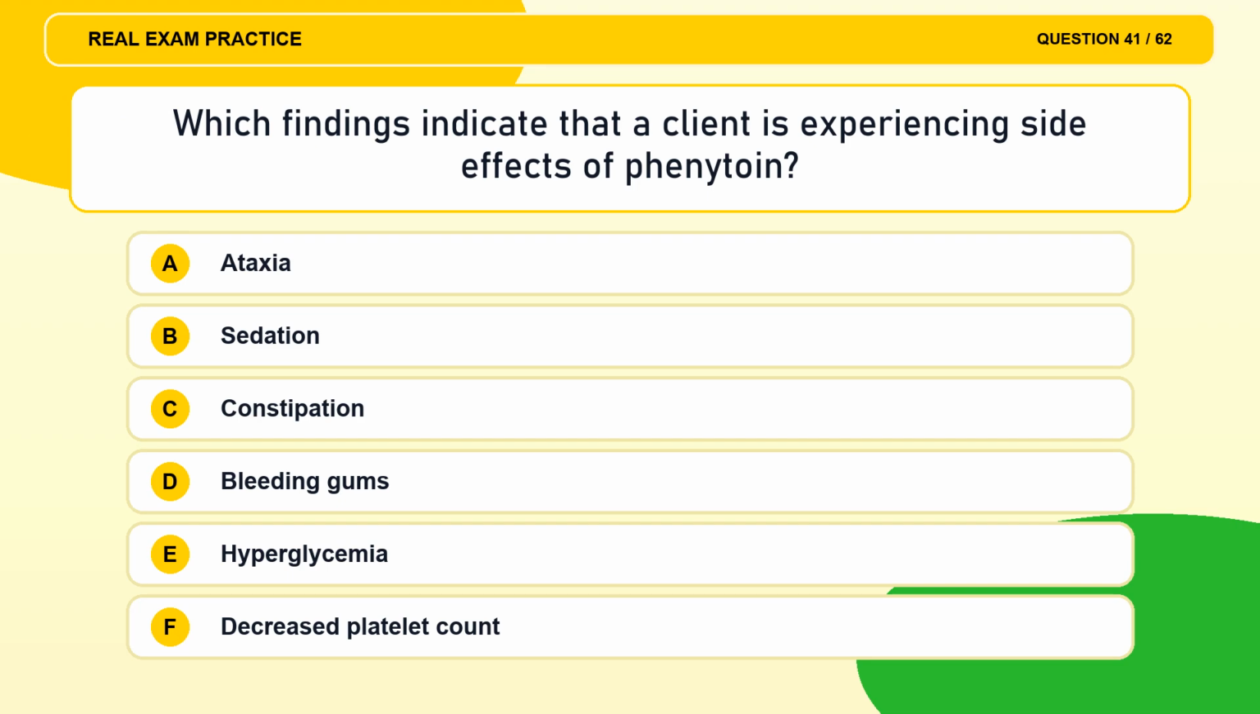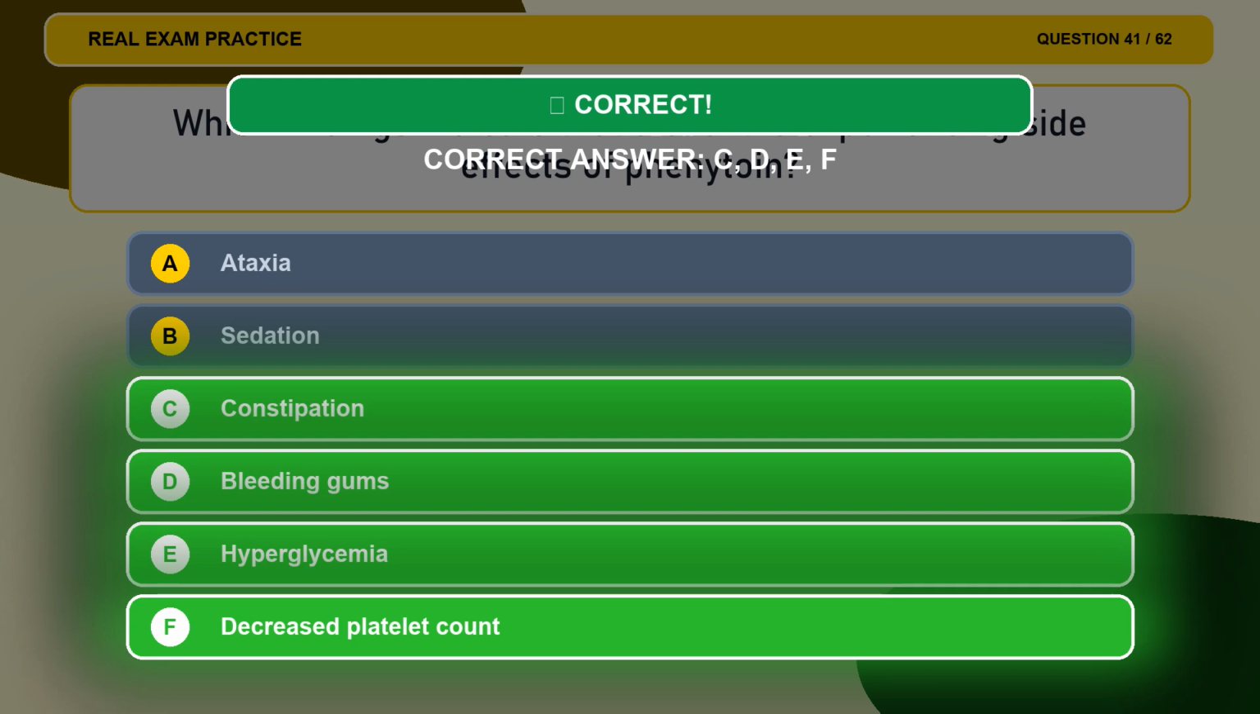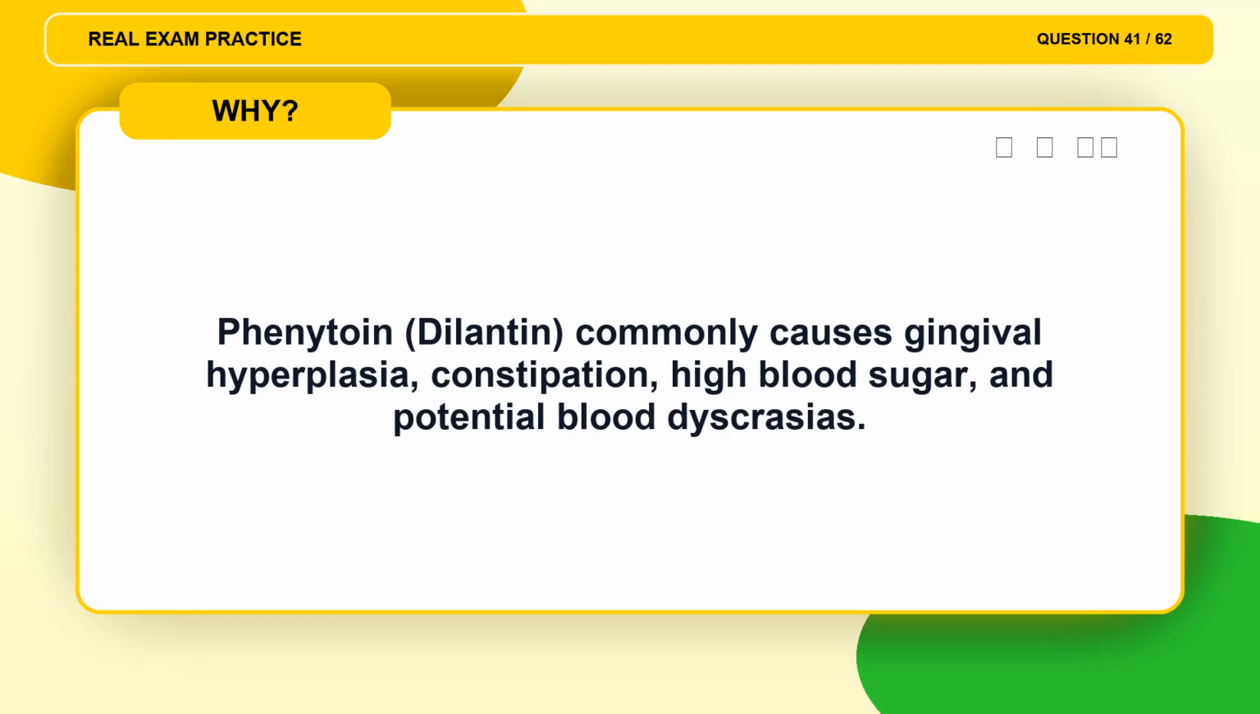Option A, ataxia. Option B, sedation. Option C, constipation. Option D, bleeding gums. Option E, hyperglycemia. Option F, decreased platelet count. The correct answers are options C and D and E and F, constipation, bleeding gums, hyperglycemia, decreased platelet count. Phenytoin, Dilantin, commonly causes gingival hyperplasia, constipation, high blood sugar, and potential blood dyscrasias.